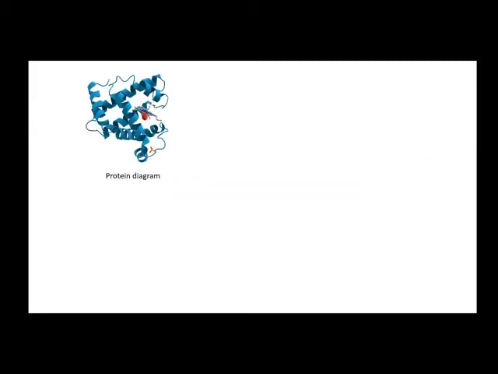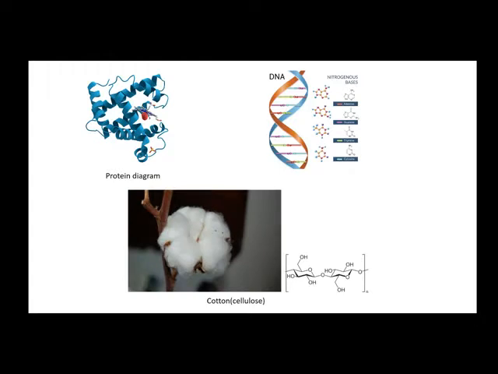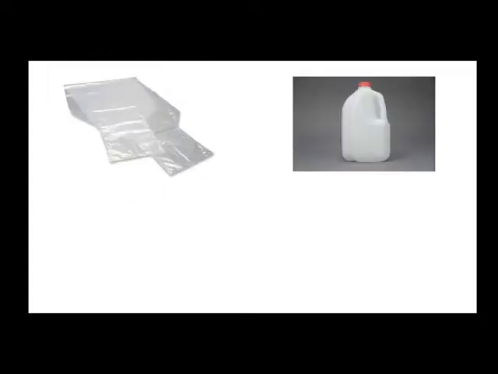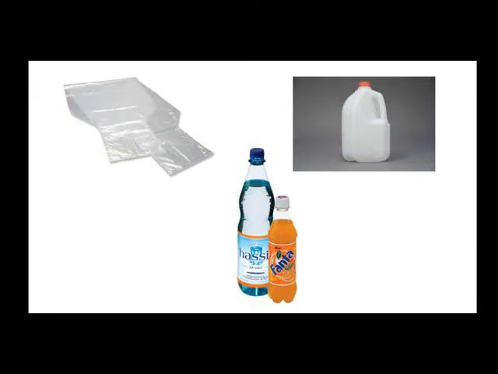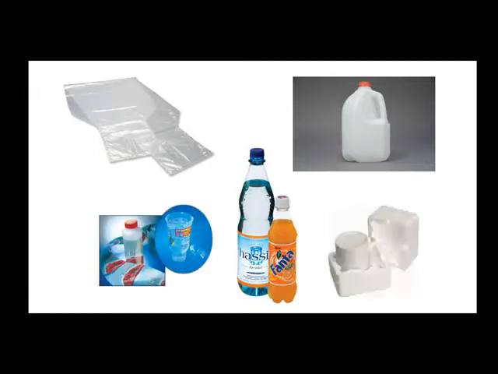Where else do we find polymers? You are familiar with many biological polymers, such as proteins, DNA, and carbohydrates, like cellulose or cotton. You are also familiar with many synthetic polymers, commonly known as plastics. Plastics that may come to mind first include polyethylene plastic bags and milk jugs, polyethylene terephthalate soda bottles, polystyrene cups, and expanded polystyrene foam. These plastics share some common physical properties. They are all electrically insulating, thermally insulating, and insoluble in water.